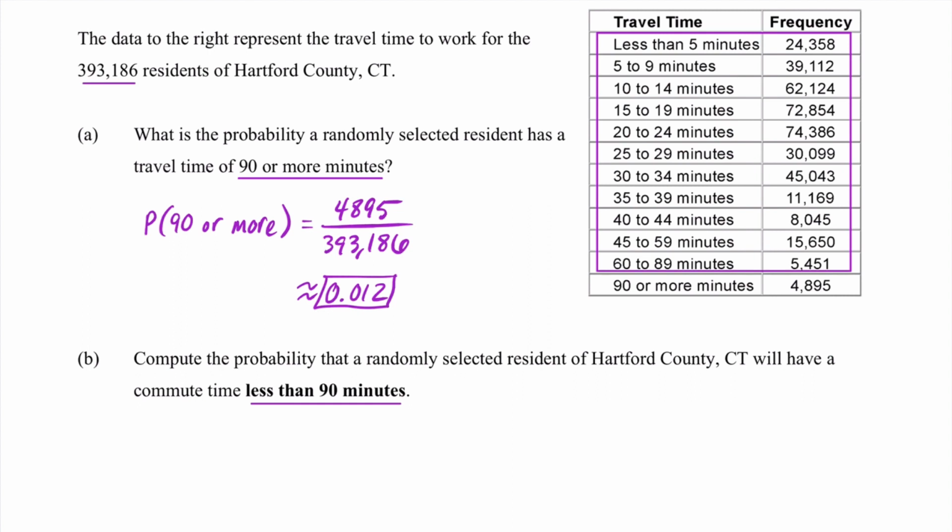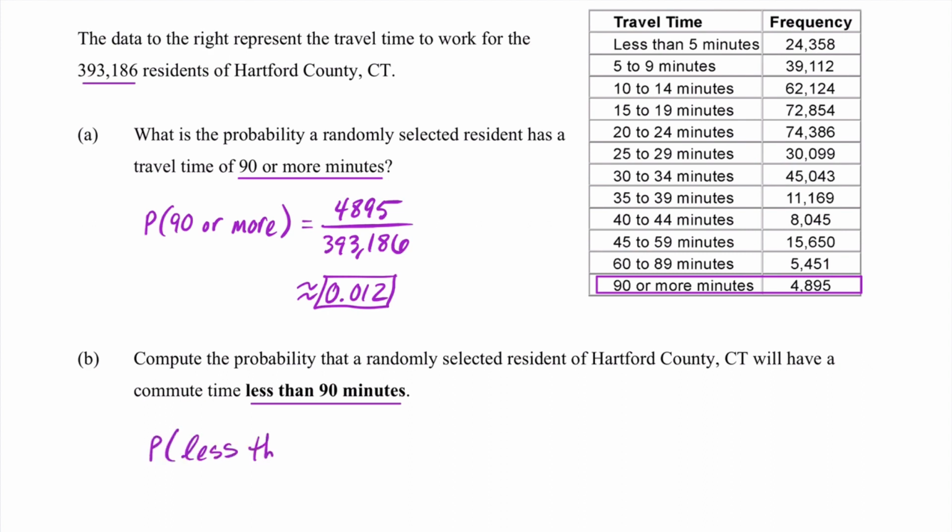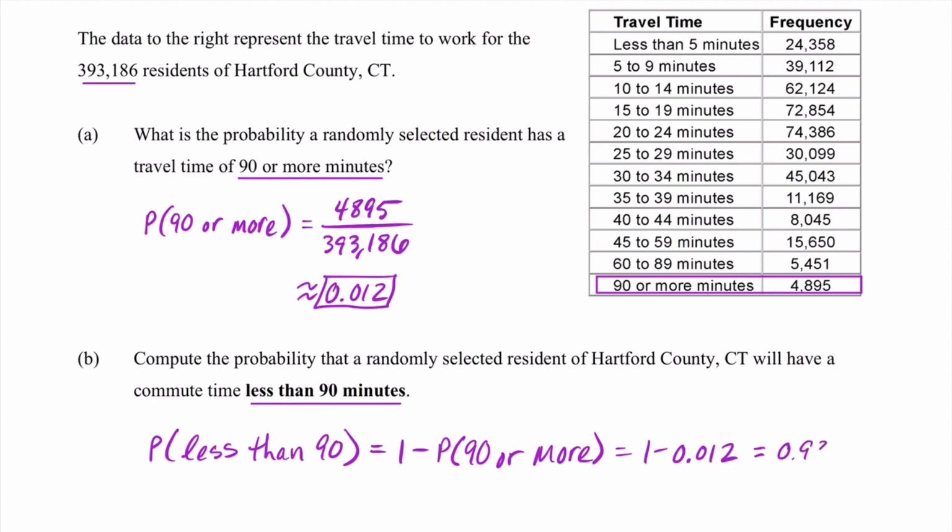However, instead of doing that, we can just use the information we found in part A by looking at the category of 90 or more minutes. Because what we've established are two options. The probability that someone drives less than 90 minutes would be the complement of the probability of someone driving 90 or more minutes. And we already found the probability of someone driving 90 or more minutes, so we simply need to do 1 minus our 0.012, and we get a probability of 0.988.